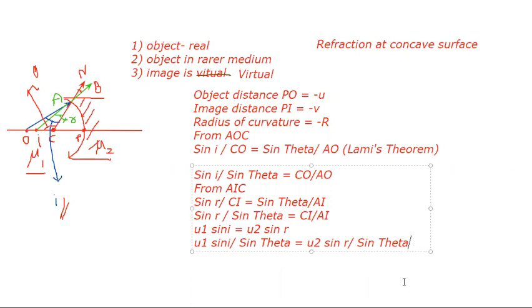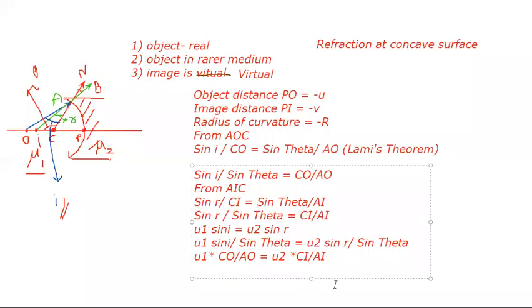So mu1 sin i by sin theta equals mu2 sin r by sin theta. Now instead of sin i by sin theta, what can we write? Sin i by sin theta, we can write CO by AO, right? So we can write mu1 into CO divided by AO is equal to mu2, and sin r by sin theta is CI by AI, so mu2 into CI divided by AI.